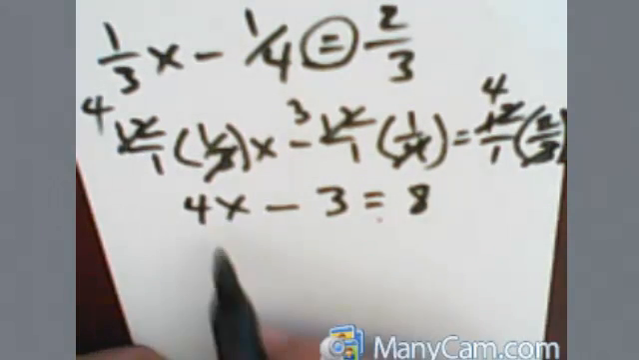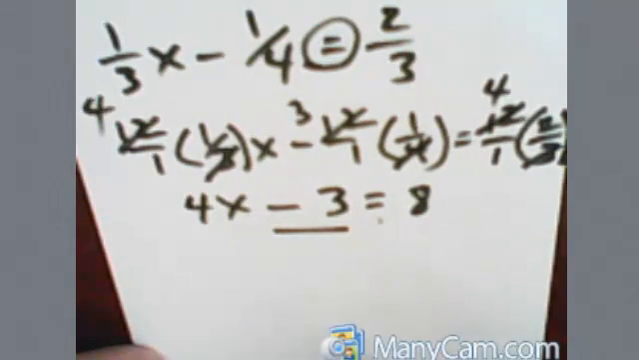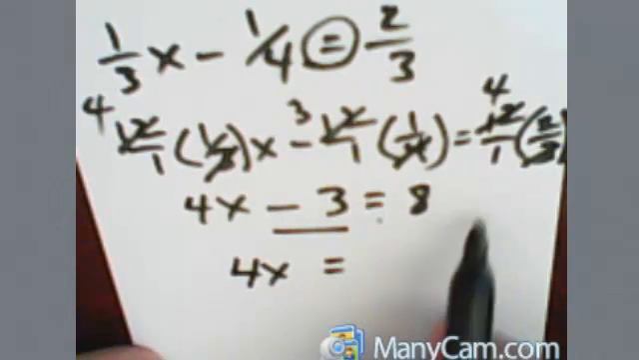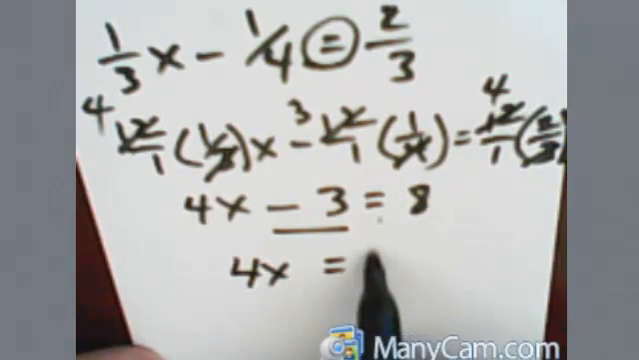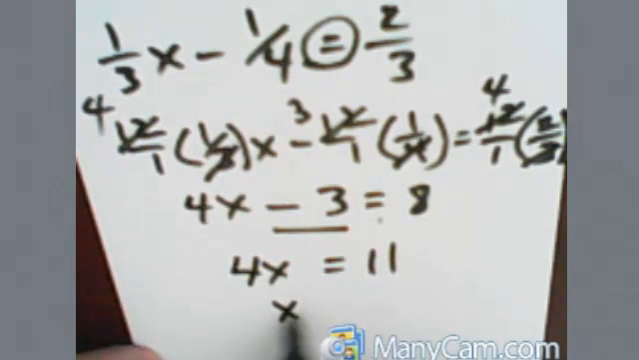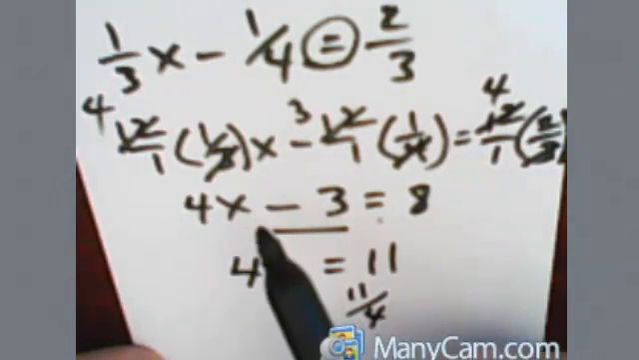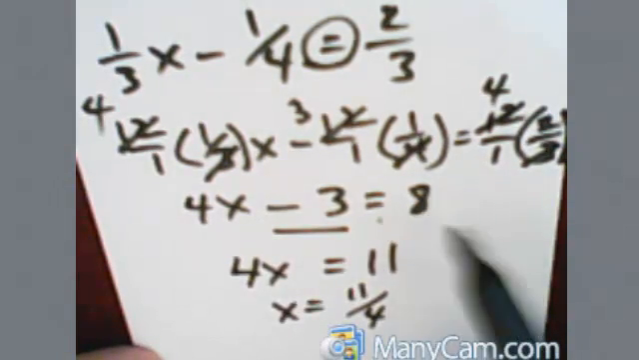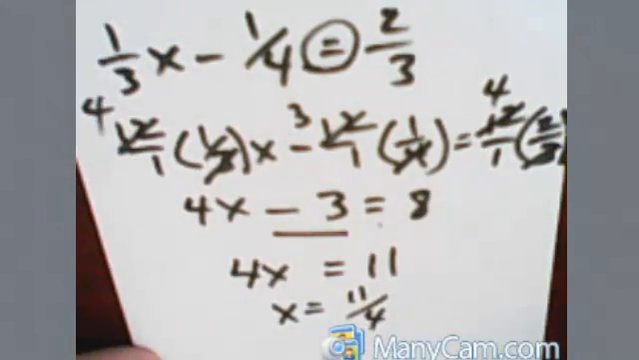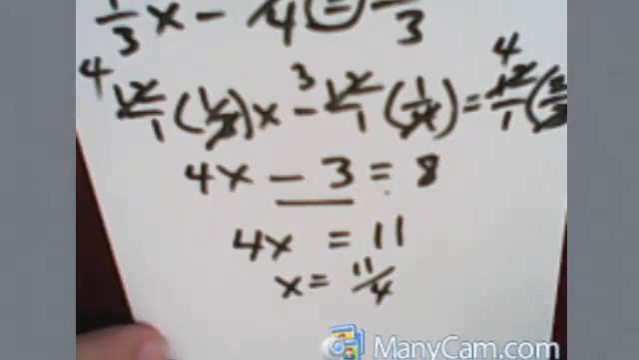So in order to solve for x now, I simply add 3 to both sides. I get 4x, the minus 3 plus 3 is 0, is equal to 8 plus 3. Don't forget to add it to the right side, that's 11. I divide everything by 4, and I get x is equal to 11/4. And we had to do really no work at all with fractions except to find the least common denominator and multiply every term by the LCD. So our answer is x is equal to 11/4.